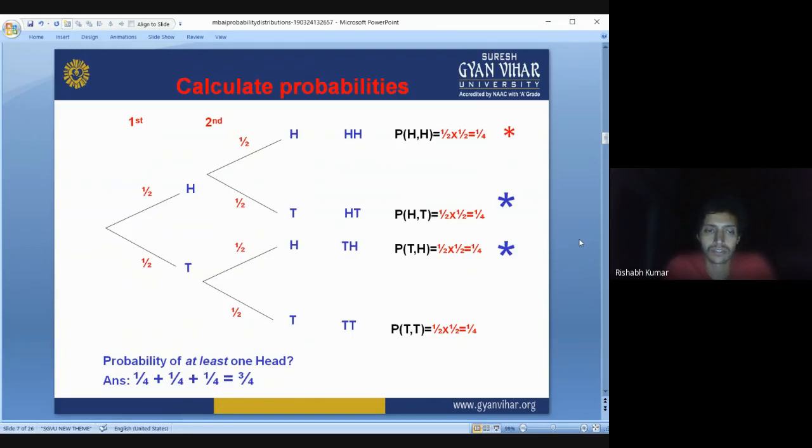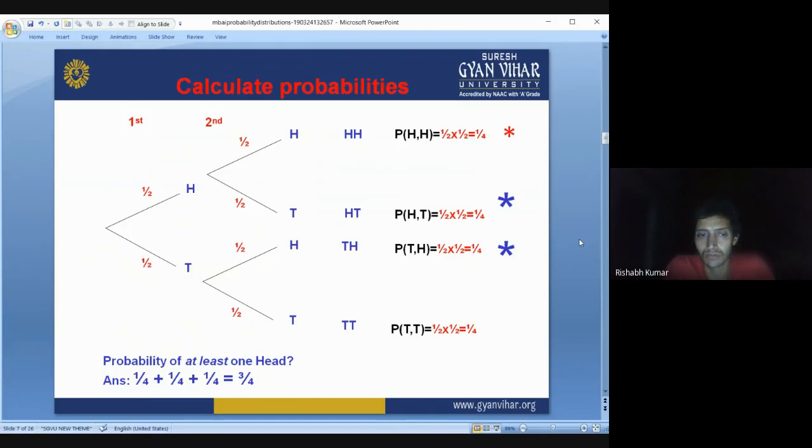So what is going to be the probability of at least one head? What is going to be the probability of getting at least one head? Out of all these outcomes, there are total 4 outcomes, and how many outcomes have at least one head? In head head, we are getting head. In head tail, we are getting head. In tail head, we are getting head. In tail tail, we are not getting any head. So tail tail is the only outcome out of the 4 that does not have any head.